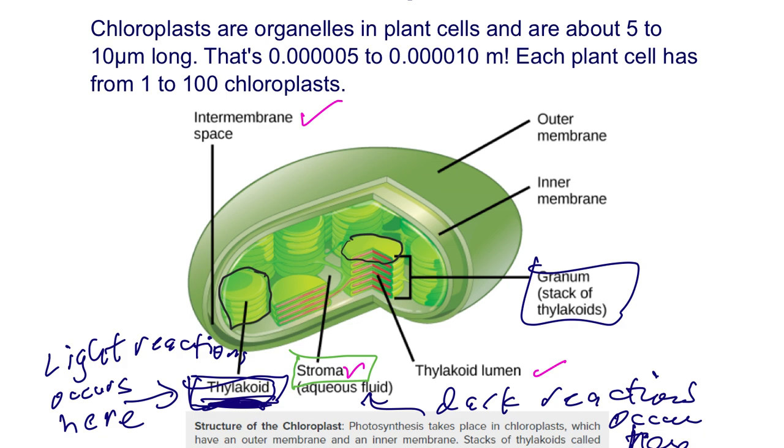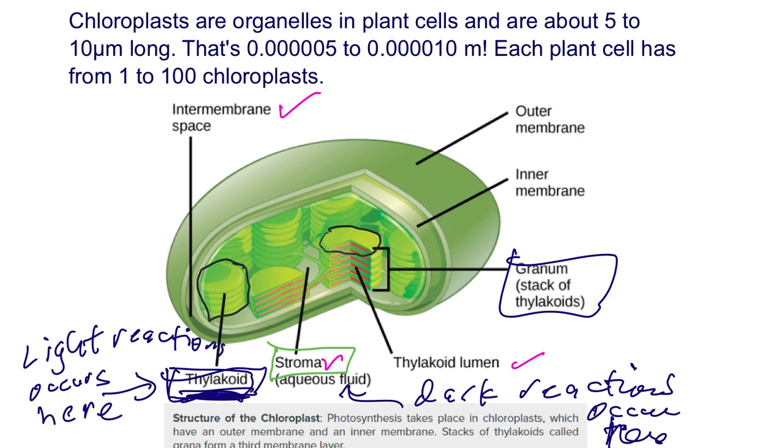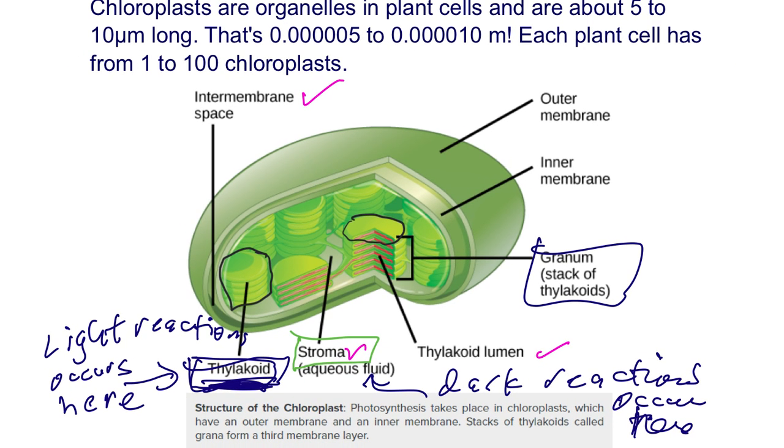Now, there are 2 kinds of reactions that occur for photosynthesis, 2 major subdivisions. The light reactions, also called the light-dependent reactions, occur in the thylakoid, as I wrote here. And then the dark reactions don't require light. They occur in the stroma, which is the liquid that surrounds the granum, or the thylakoids.